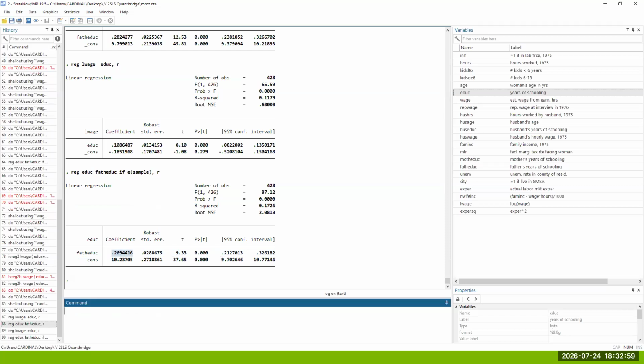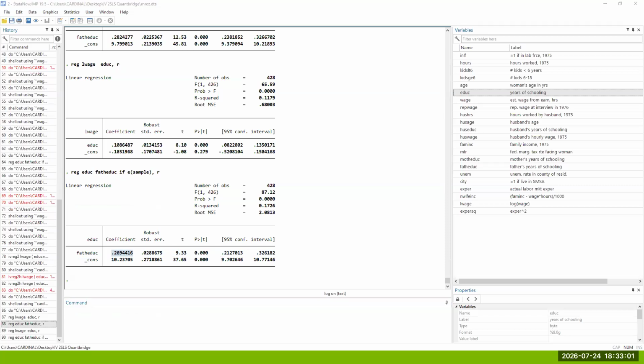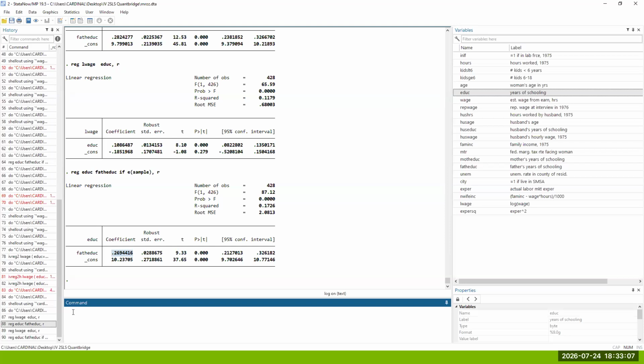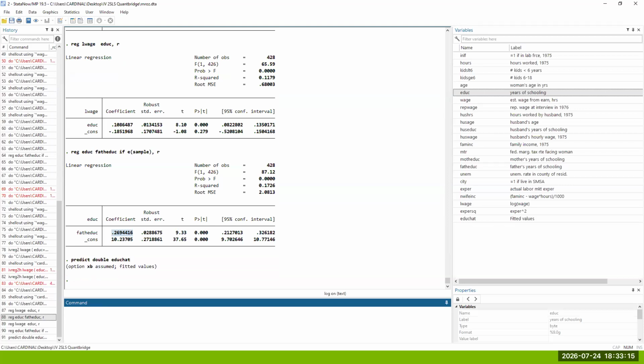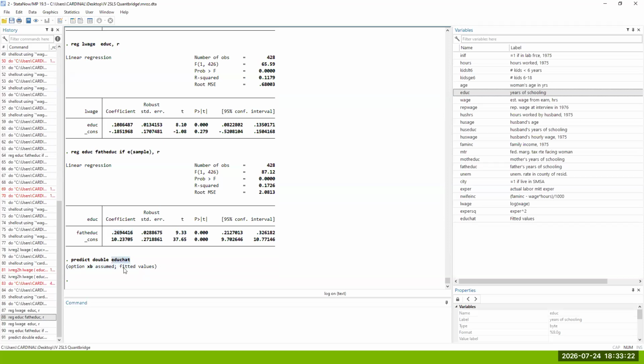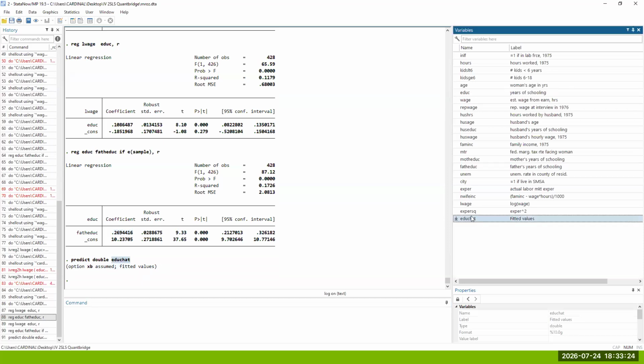Now, let's predict the education hat. This is your code. So predict the education hat. Once that is predicted, it is stored as education hat here in your data.